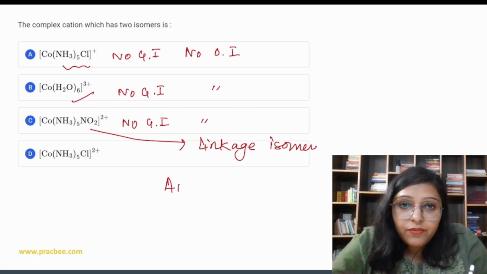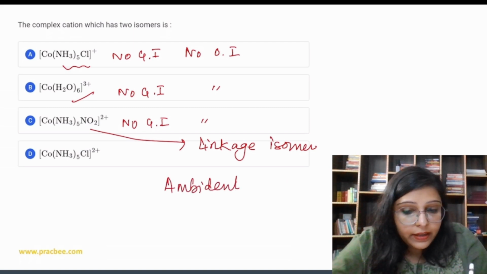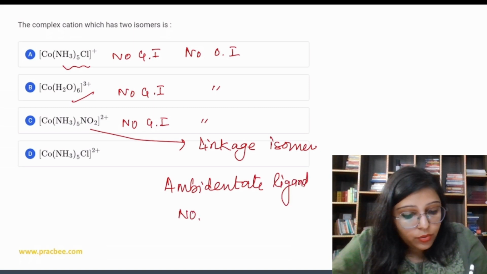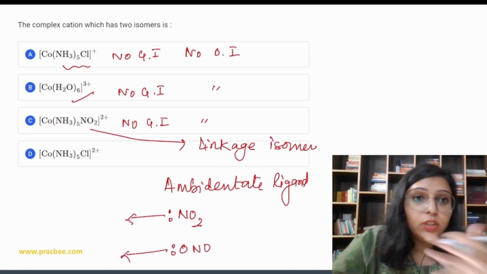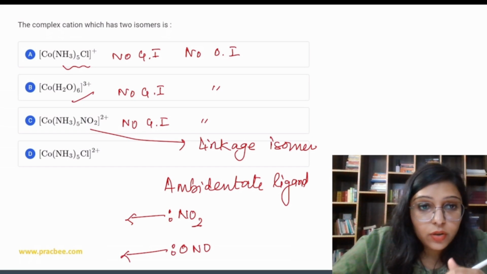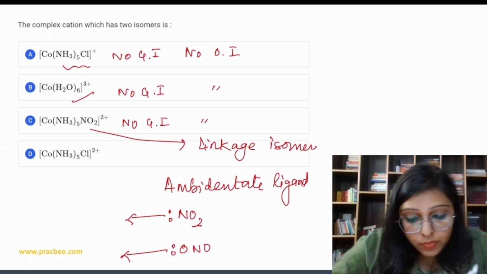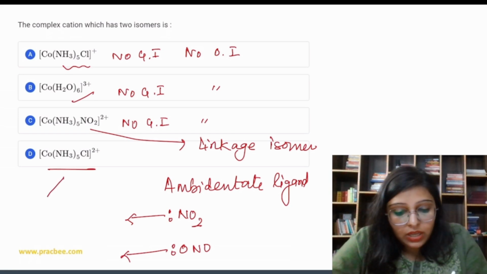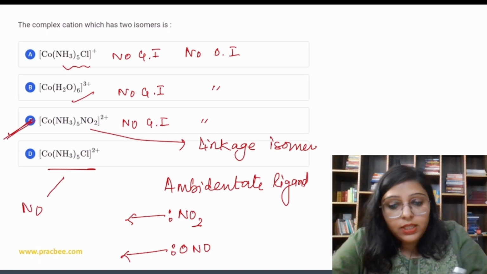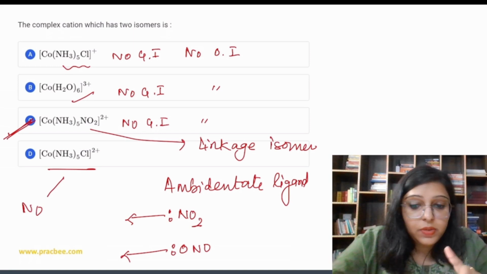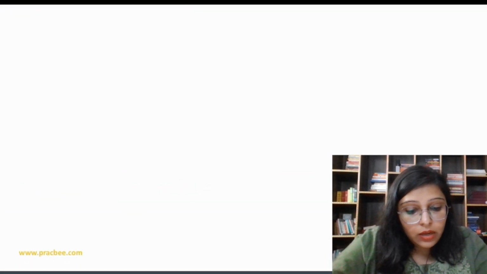Because we have the ambidentate ligand like NO2. So here the linkage is from nitrogen. We can also write ONO. So the linkage is from oxygen, or the lone pair of oxygen is transferred to the empty orbital of the metal. So here we have two isomers. What about this? No, nothing. So option C is the correct answer, right? Option C is the correct answer due to the presence of linkage isomerism. Now let's do the next question.